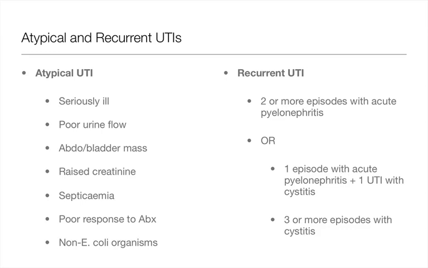So I mentioned atypical and recurrent UTIs, and according to the NICE guidelines, this is how they're defined. An atypical UTI is a seriously ill child, or a child that has poor urine flow, an abdominal or bladder mass, raised creatinine, septicemia, or a poor response to antibiotics, and also any organism that's not E. coli. Recurrent UTIs means 2 or more episodes of acute pyelonephritis, or 1 episode with acute pyelonephritis with 1 UTI, or 3 or more episodes with cystitis.